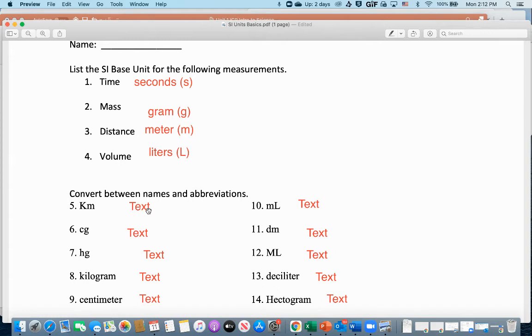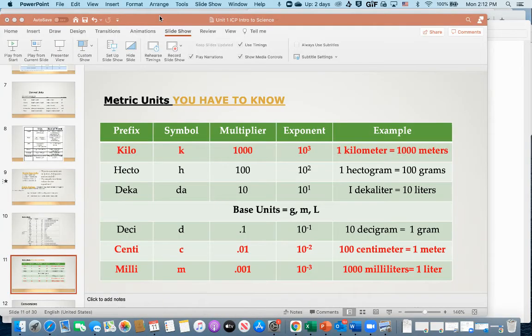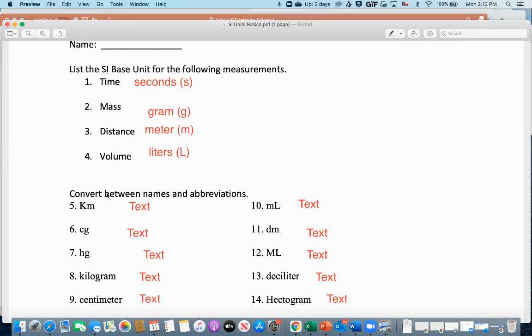So convert between the names and abbreviations. In the first couple, it gives you abbreviations, and we need to figure out the name. So I have KM right here. If we go back and remember, the first thing we see is our prefix, and the second one's our base. So it's a K right here, so I know that's going to be kilo. And then my second one is an M, so I see that's a meter. So this one right here is a kilometer.